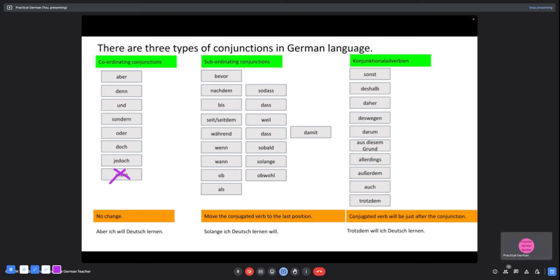"Seit" or "seitdem". Yeah, "since". Yes, right. So both are "since". After "seit" you can have a noun or you can also have a sentence. But when you use "seitdem", it must be a sentence. For example, you can say since 9 a.m., "seit 9 Uhr". You can also say since I am in Germany, "seit ich in Deutschland bin". But you cannot say "seitdem 9 Uhr". After "seitdem" it has to be a sentence. Continue.